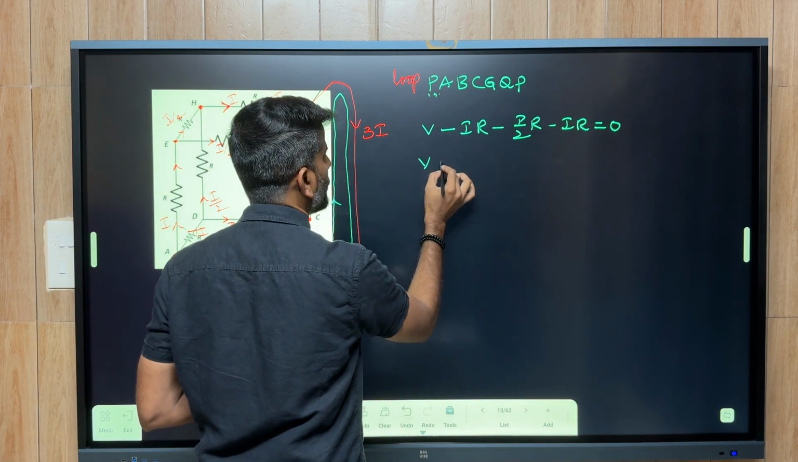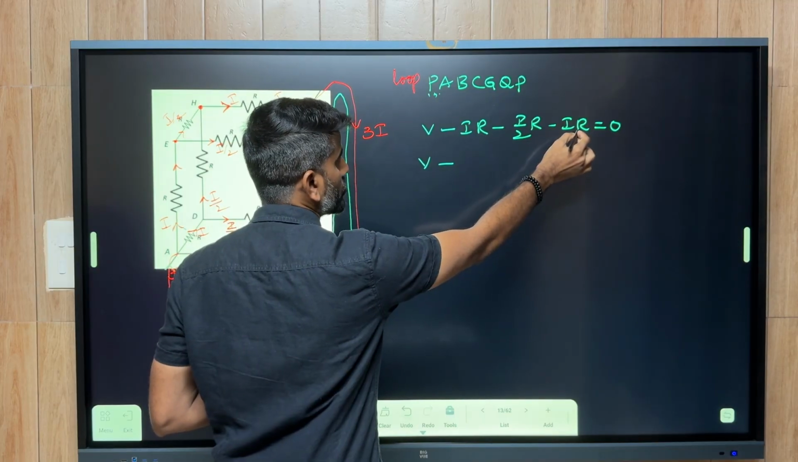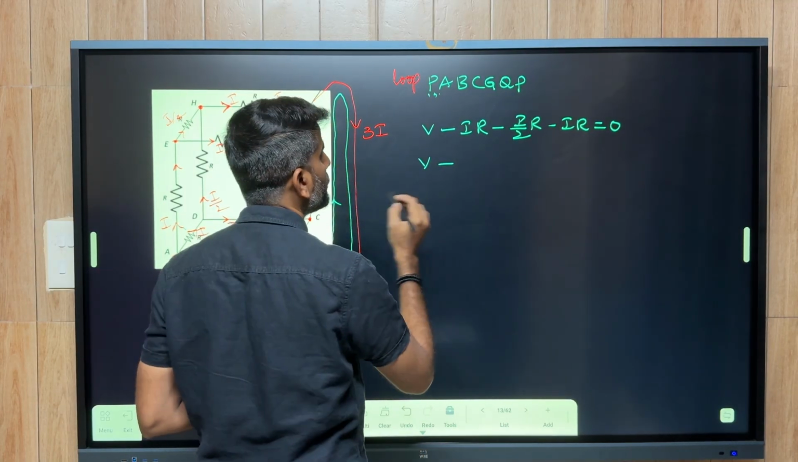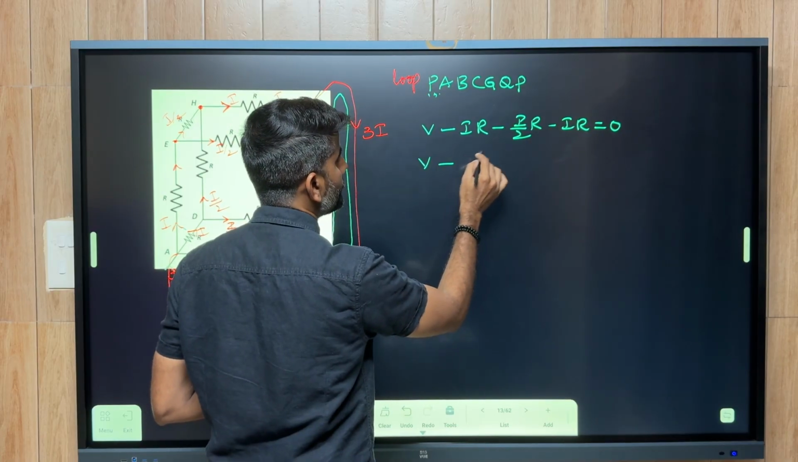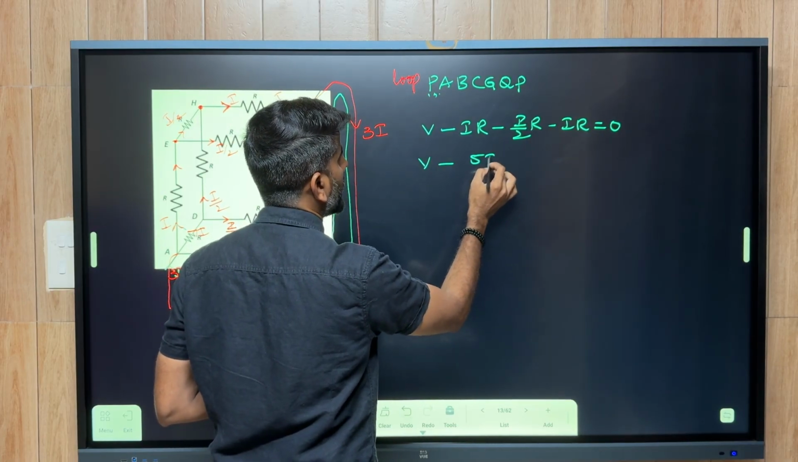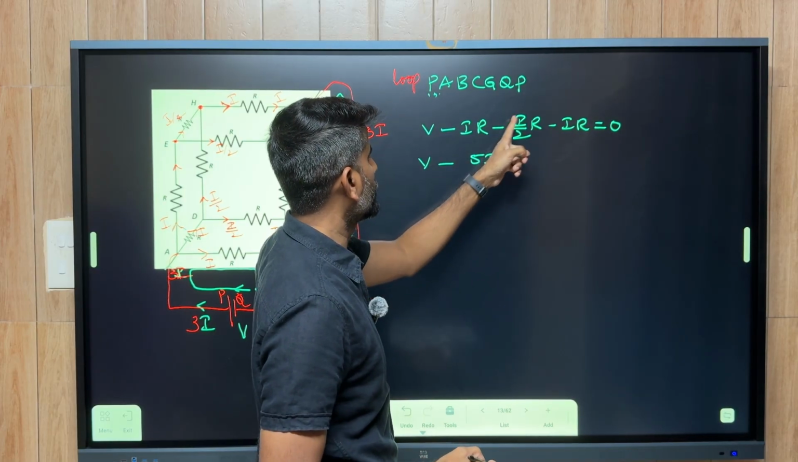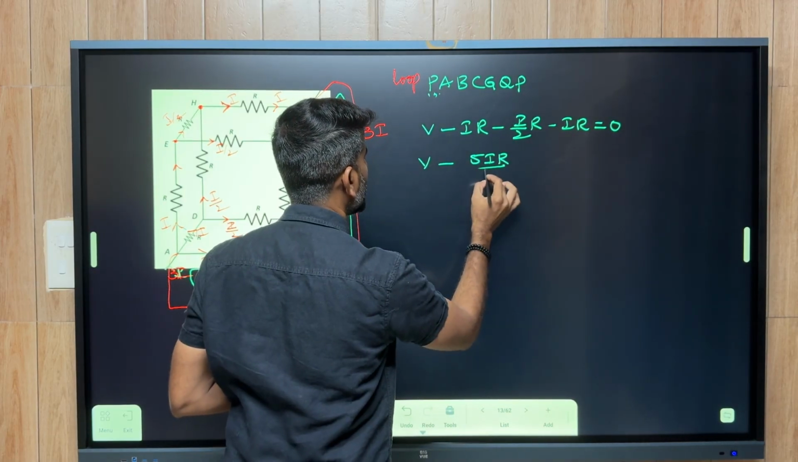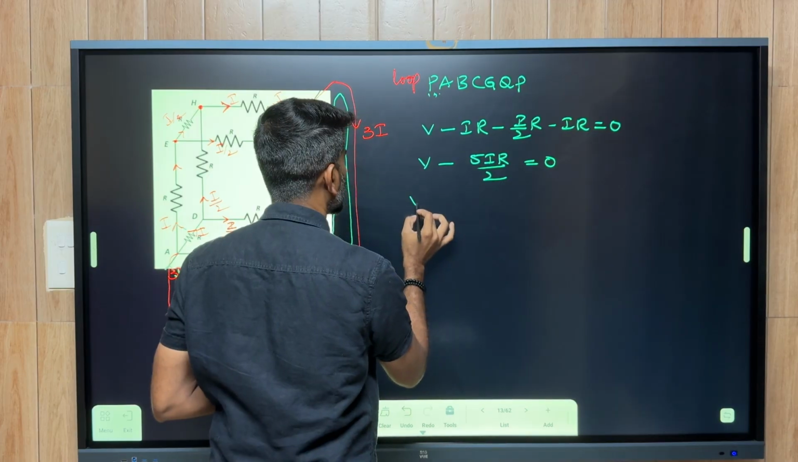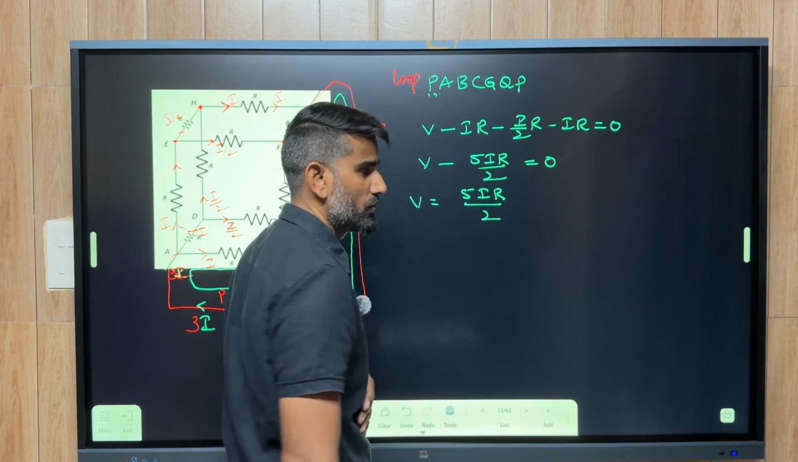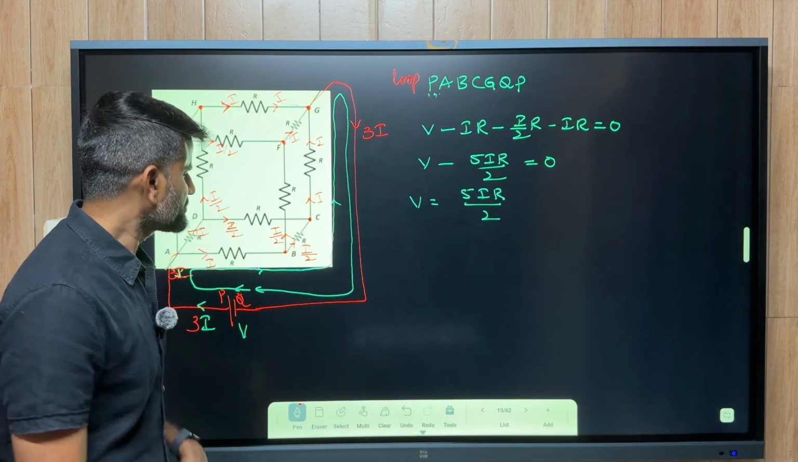Now V minus IR, minus IR by 2, minus IR by 2, minus IR, which is how much? 2 IR plus IR by 2 is 5 IR by 2, is equal to 0. That means V is equal to 5 IR by 2.